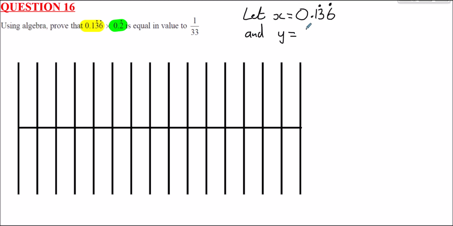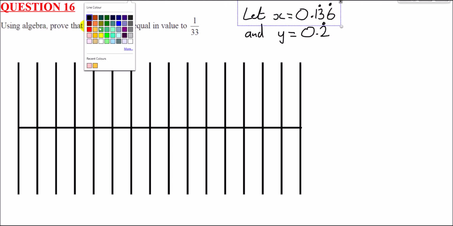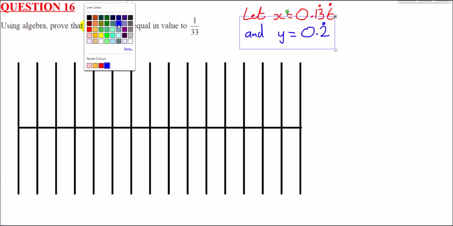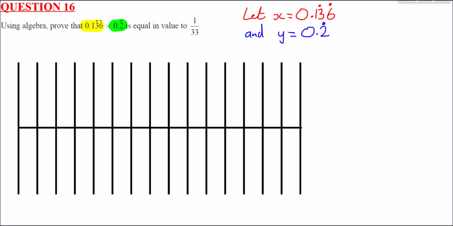Let y equal 0.2 recurring. So what I'm going to do here is colour code the x in red, and the y in blue. First of all, I'm going to write down x down here. Then I'm going to make sure the decimals line up perfectly, because this is really, really important. I'm going to put a decimal point here.